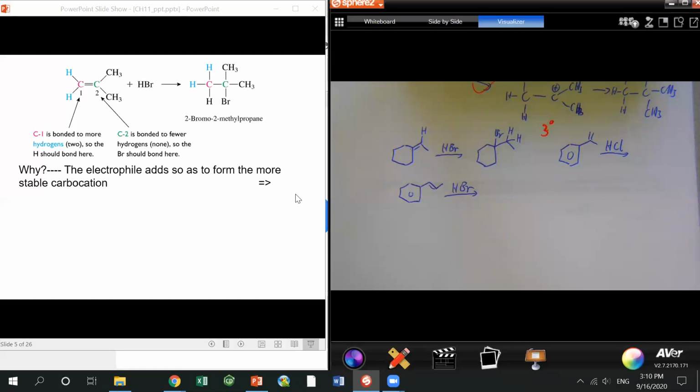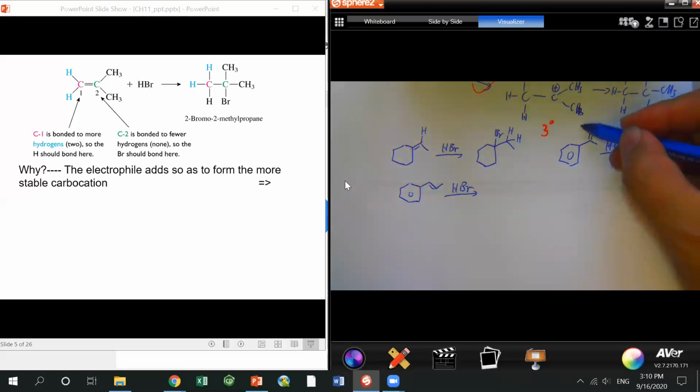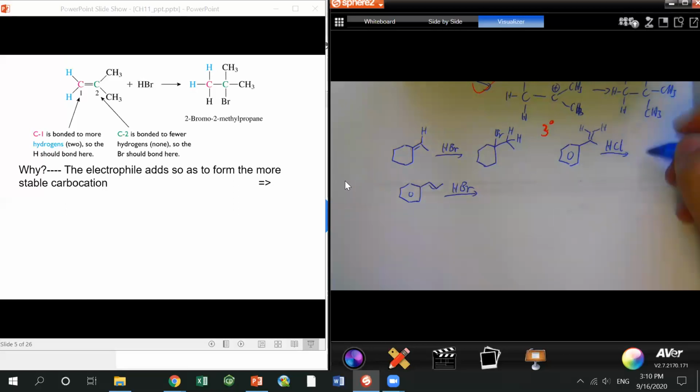Can anyone tell me which carbon picks up hydrogen, the top carbon or the bottom carbon? Type in the chat window. Right, top, because the top carbon has 2 hydrogens already. Rich get richer. When you draw it, you don't need to show the hydrogen. You can just directly show the chloride at the bottom carbon, and that should be fine.